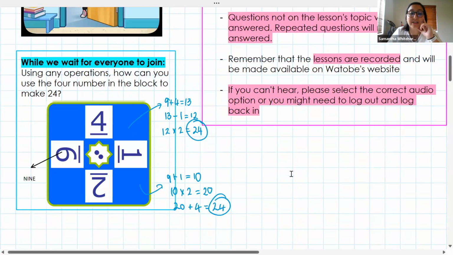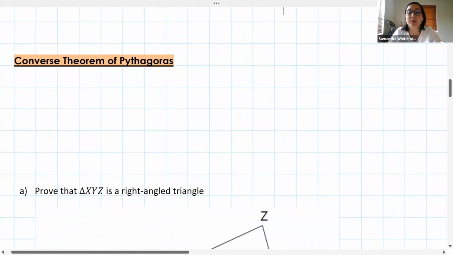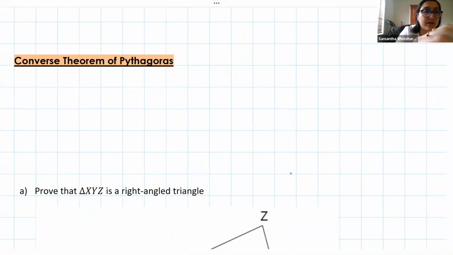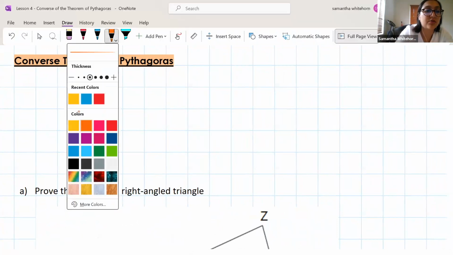Alrighty guys, let's get into our lesson for today. So like I said, we're doing the converse of Pythagoras. The converse of Pythagoras allows us to prove that a triangle is right angled.